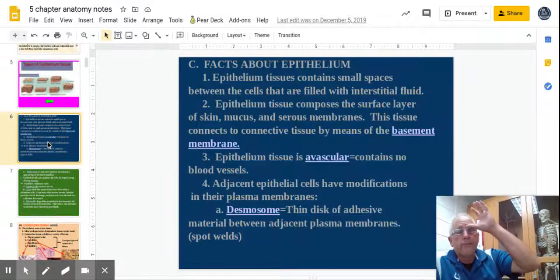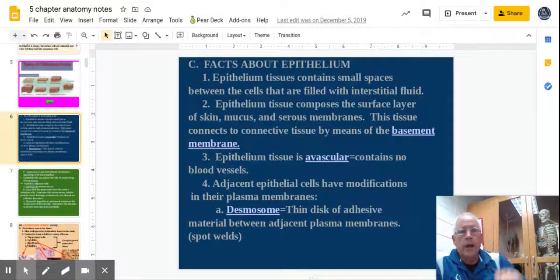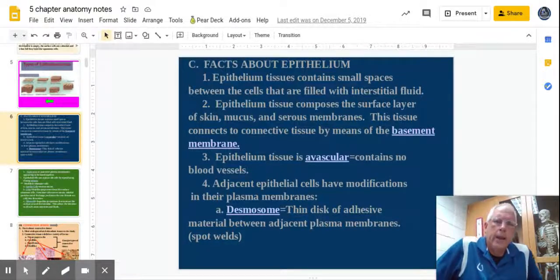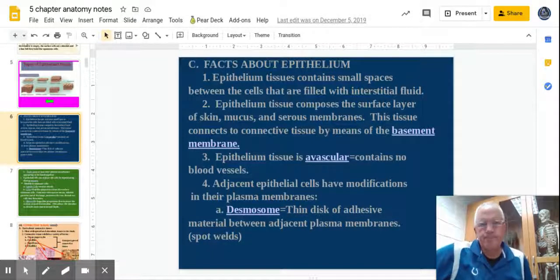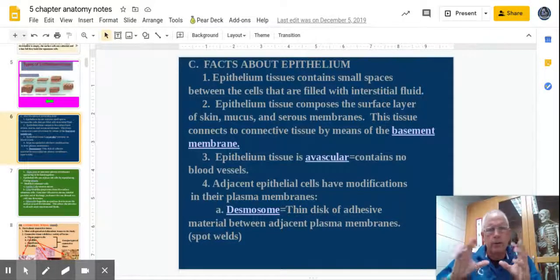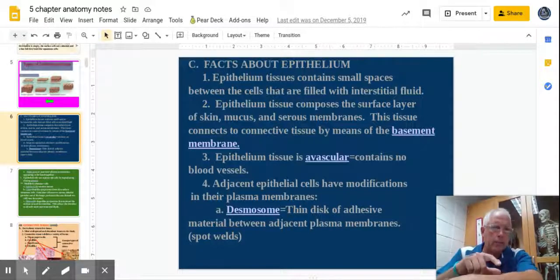So some facts about epithelial, and I'll just kind of hit some of the basics here today. What does epithelial do for us besides protect us? We get it. There's some other things. Epithelial has some small spaces that have fluid in it, kind of gives a little give to it. So when you push on your skin, it obviously bounces back, right?